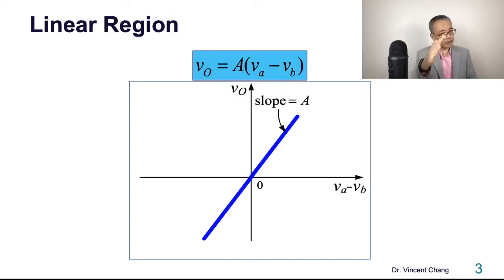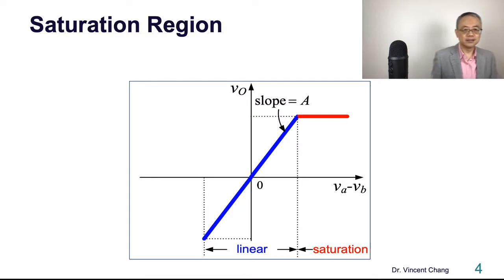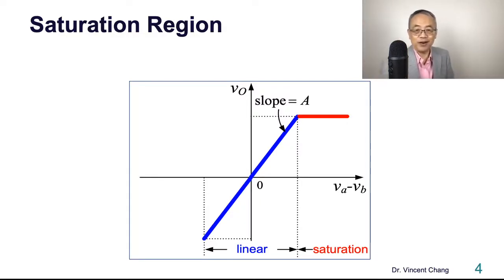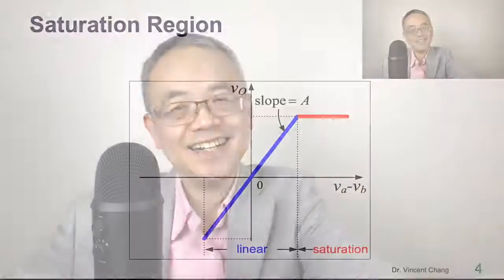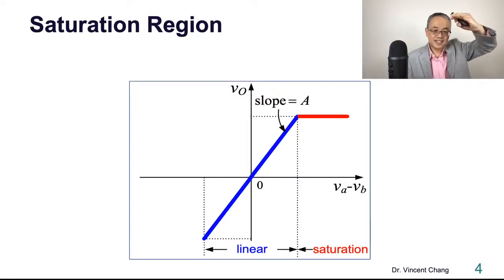This is the linear region. This equation only fits in the linear region. But there must be another region called saturation region, where the output voltage reaches a limit. 100,000. What about 1,000 volt? You're going to get shocked, right? So there must be a limit, a ceiling.